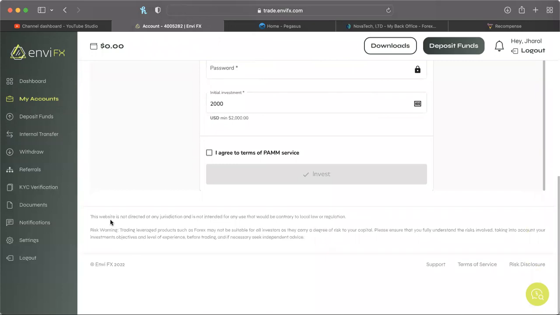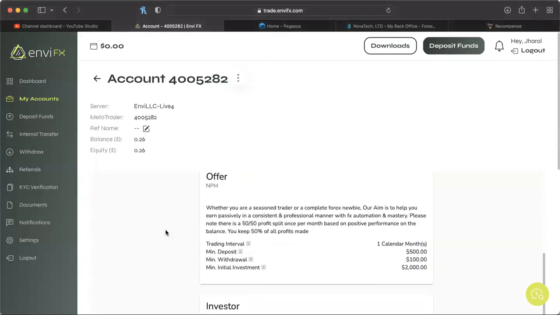And of course, it says at the bottom, you want to make sure you read the risk warnings and different things of that nature. All right. This website is not directed at any jurisdiction and is not intended for any use that would be contrary to local law or regulation. Risk warning: trading leveraged products such as Forex may not be suitable for all investors as they carry a degree of risk to your capital. Please ensure that you fully understand the risk involved, taking into account your investment objectives and level of experience before trading, and if necessary, seek independent advice. All right. So they give their risk disclosures, all that great stuff.